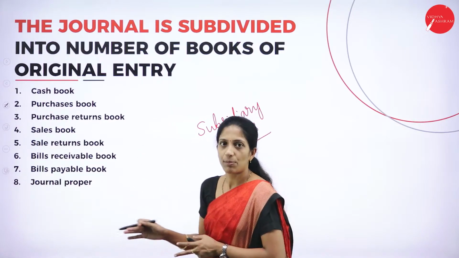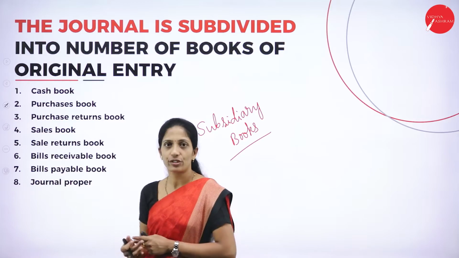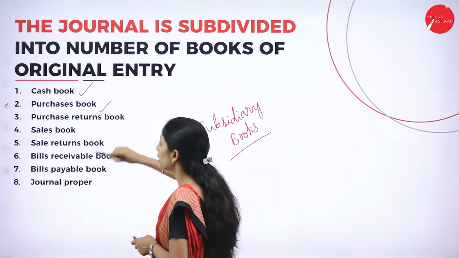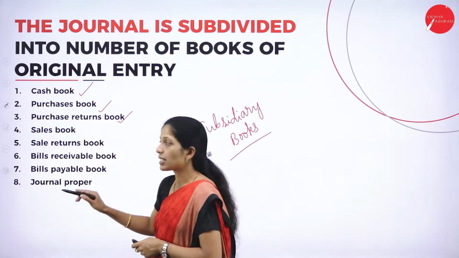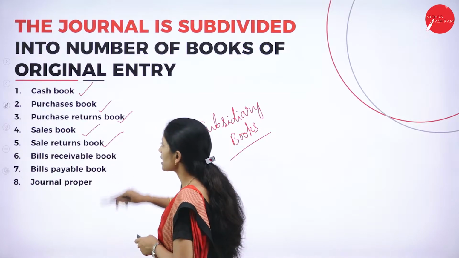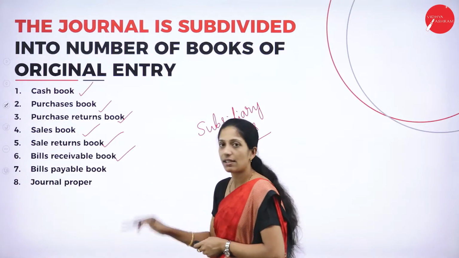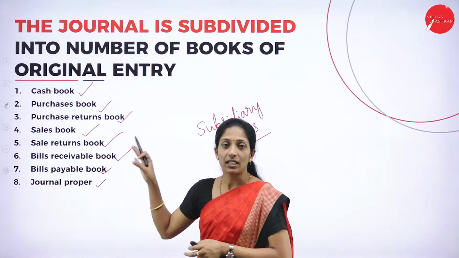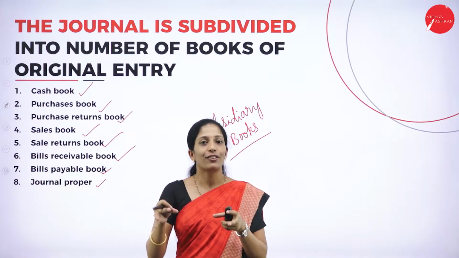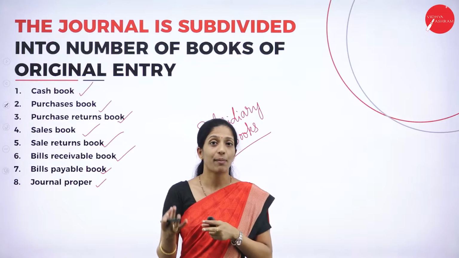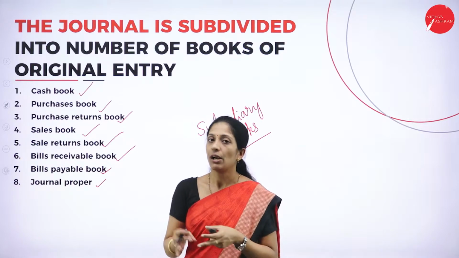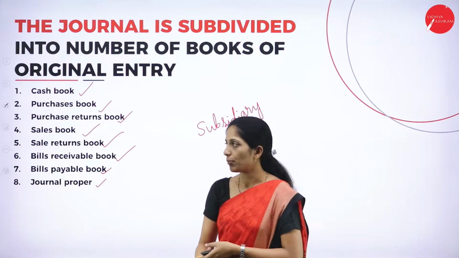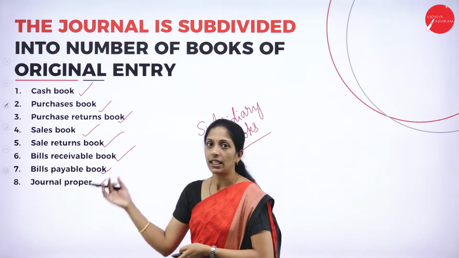So, which are the subsidiary books we have? All these books we are going to learn in the next unit. Okay. So, which are the subsidiary books? Cash book, purchase book, purchase returns book, sales book, sales returns book, bills receivable book, bills payable book, and journal proper. Here the main journal is subdivided into a number of books of original entry, which are called as subsidiary books, and this is the list of subsidiary books. So, we shall discuss in the next unit.